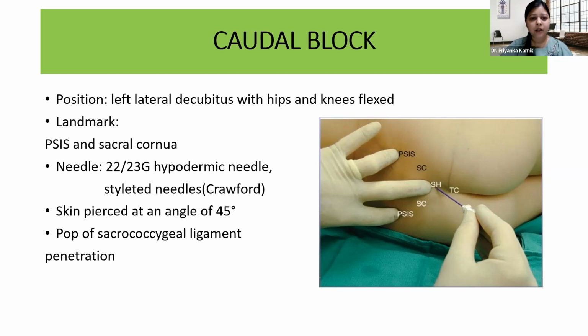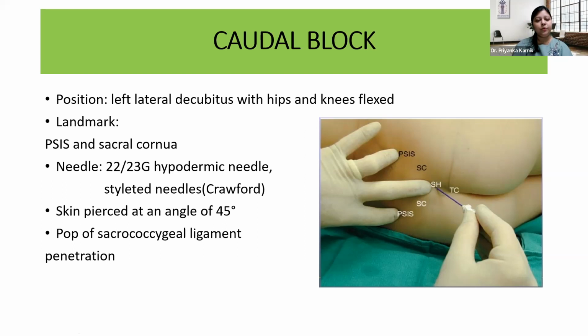So what is the landmark? The landmark is the posterior superior iliac spine, which creates dimples. These two posterior superior iliac spines would be the base of an equilateral triangle, and the apex would be the sacral hiatus. The sacral hiatus will be bound by the two sacral cornua, and that is where we would be entering the caudal epidural space.